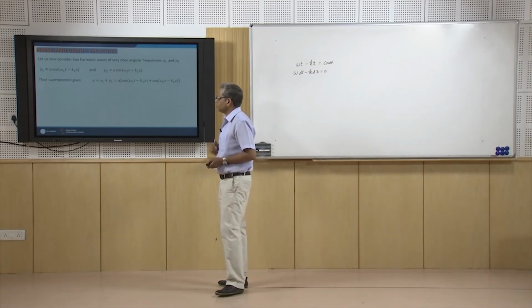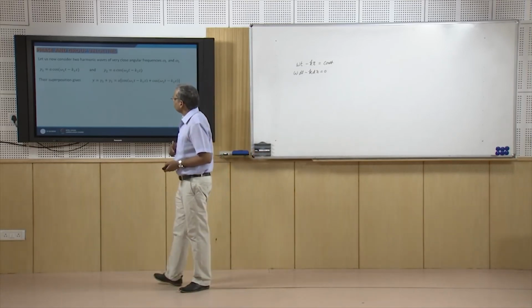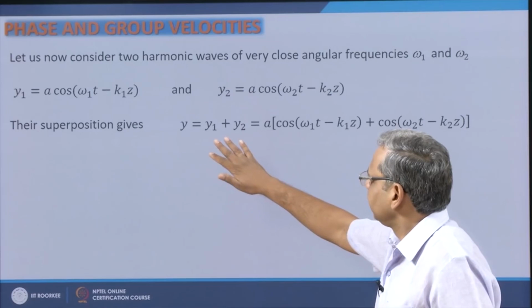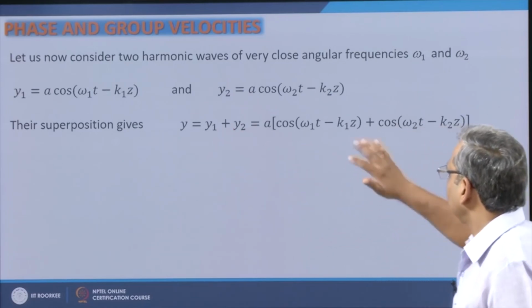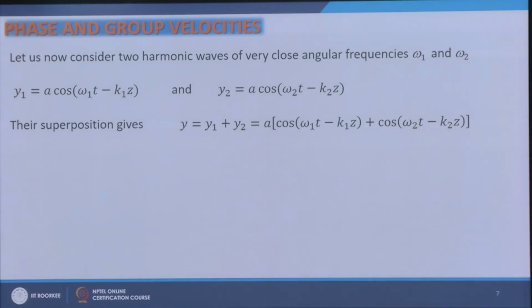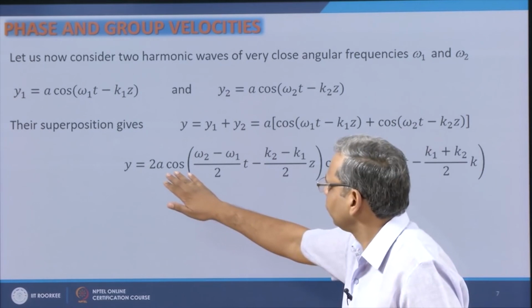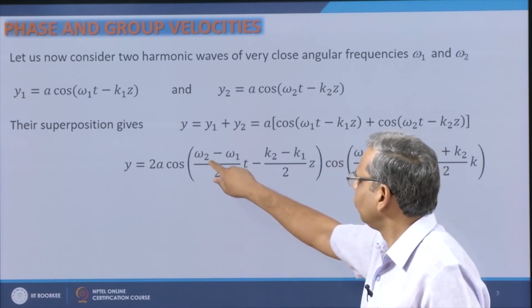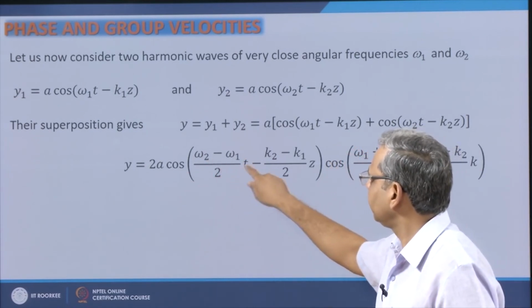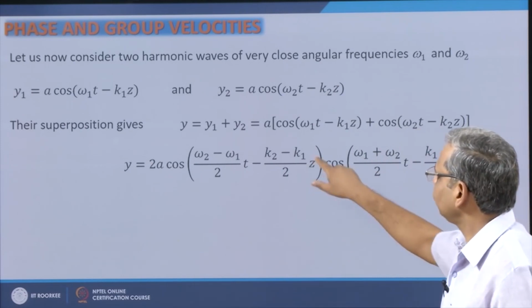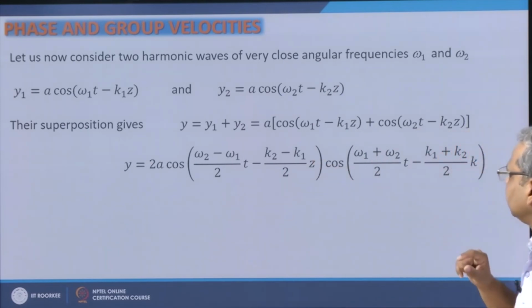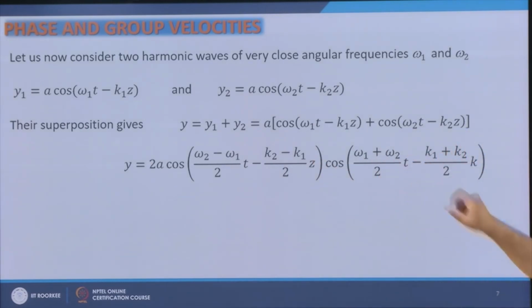Now, I superpose them. When I superpose them, then y becomes y1 plus y2 given by this, and if I simplify this, what do I get? I get y is equal to 2a cosine of (omega 2 minus omega 1) by 2 t minus (k2 minus k1) by 2 z, times cosine of (omega 1 plus omega 2) by 2 t minus (k1 plus k2) by 2 z.